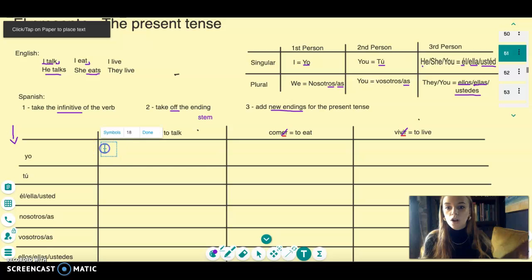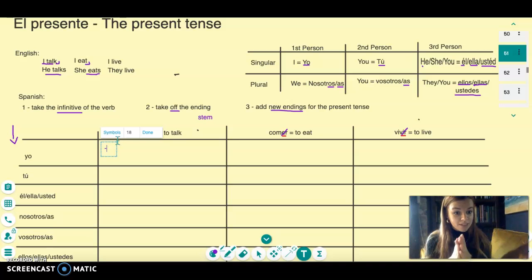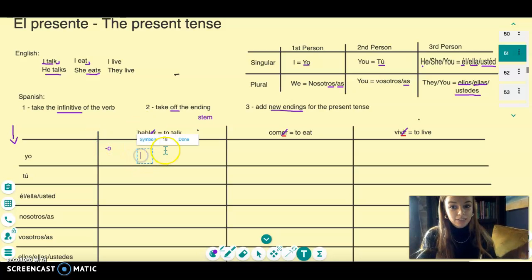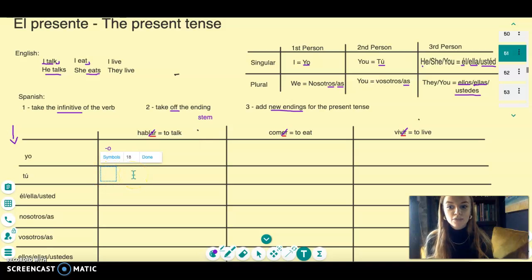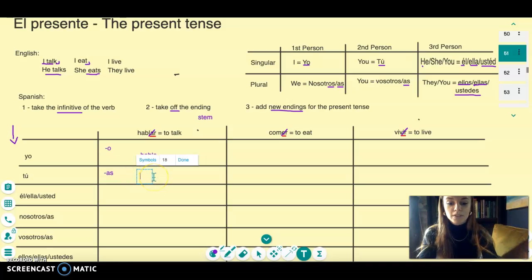And for yo, I'm just going to go through these endings and then we'll pop them with the stem and create the verb. So for yo, our ending is an O. So if we add those together, we will get hablo, I talk. Yeah? And then our ending for tú, for you, in the second person singular, is as. So then if we do the same thing again, pop those together, hablas. There we go. So you talk.